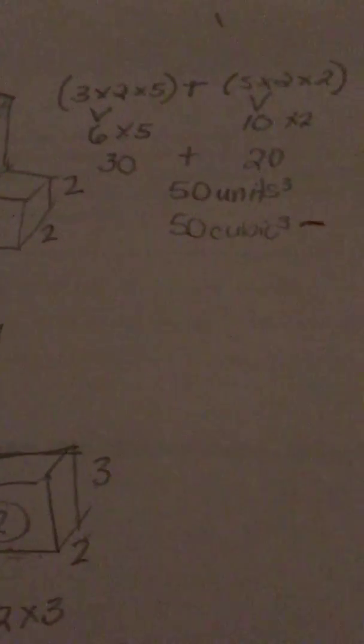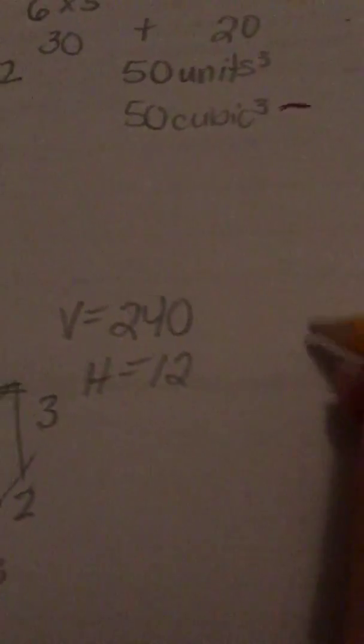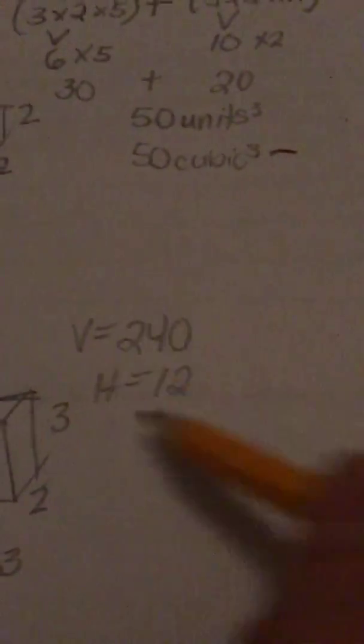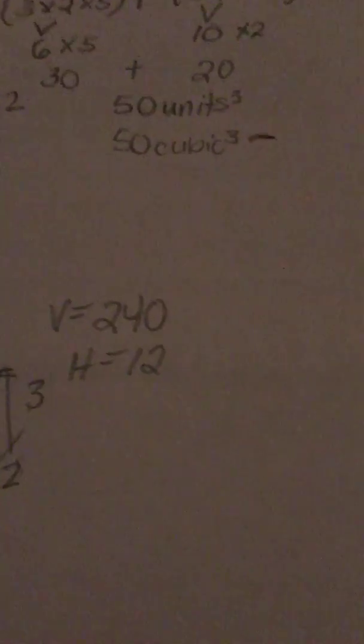anything in particular you want to go over? Obviously, we've talked about if you are looking for a missing dimension. Let's say the volume is 240 cubic units and the height is 12 units. They want you to find a possible base. So let's say they give you this and you need to find a possible base. What operation would you do to find the base?